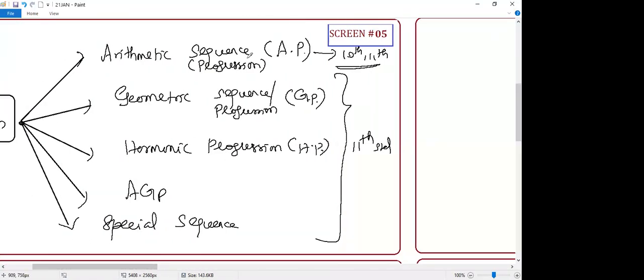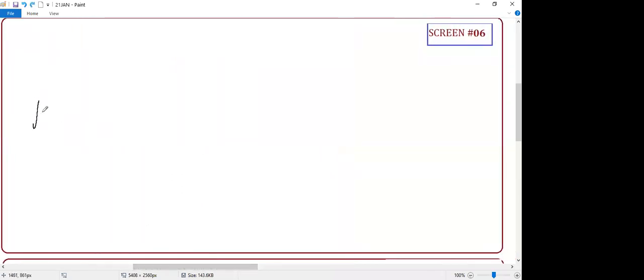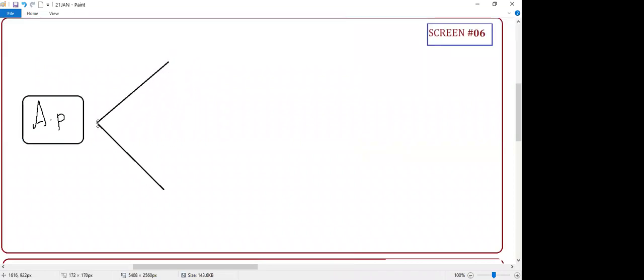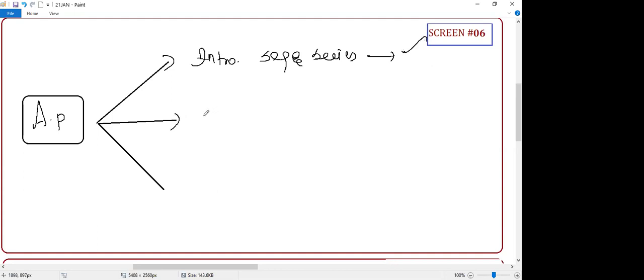Okay, coming to this, guys. As I mentioned, in arithmetic sequence, what are the things you are learning here? In AP, what you are going to learn in your 10th standard is, as I said, three things. This is what is in your syllabus, student. First, intro about sequence and series. This is already over. Screens number 1 and 2, I already finished. Correct or not? Now, what is arithmetic progression?